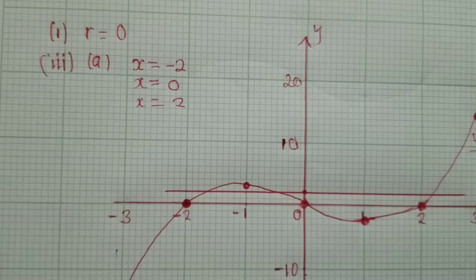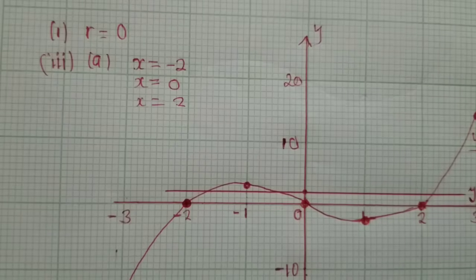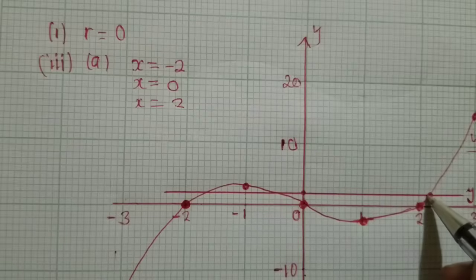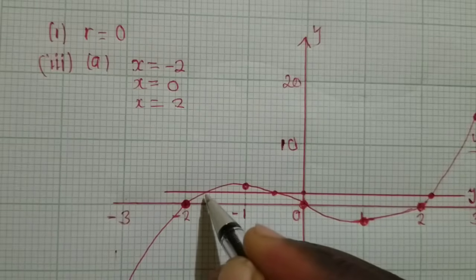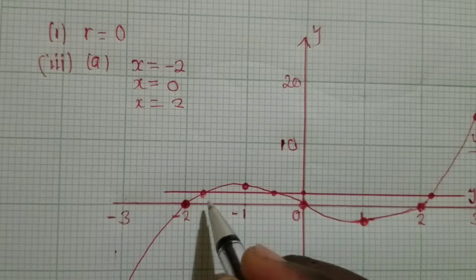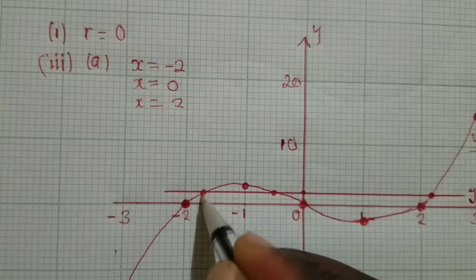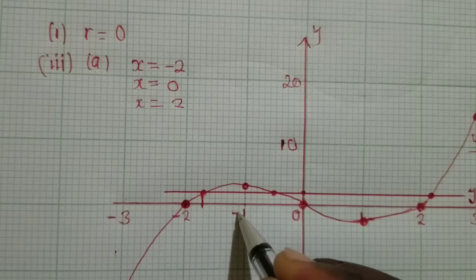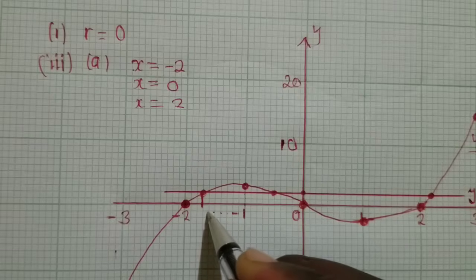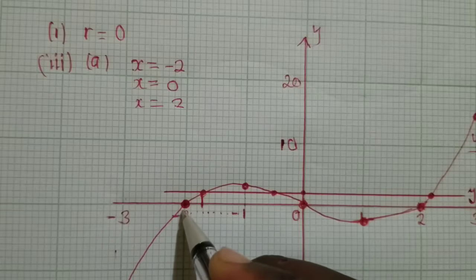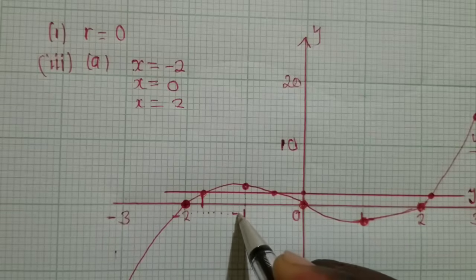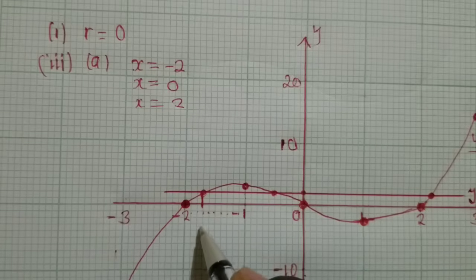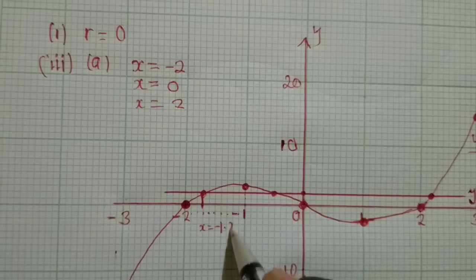You graph your line like that. So this is y is equal to 2. Now, where is this line meeting the graph? It's here, here, and here. So when you look nicely down here, what is the x value straight with this point here? This is negative 1, negative 1.1, 1.2, 1.3, 1.4, 1.5, 1.6, 1.7, 1.8, 1.9, negative 2 here. So this is x is equal to negative 1.7.